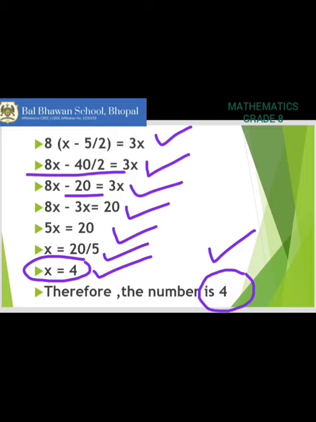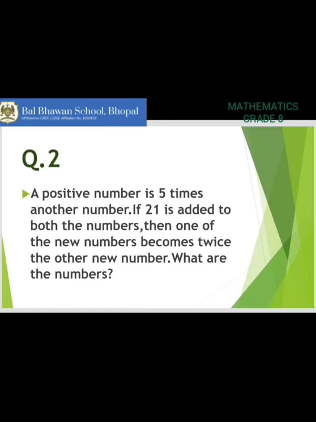Now the second question is, a positive number is 5 times another number. If 21 is added to both the numbers, then one of the new numbers becomes twice the other new number. What are the numbers? Again, students, we have a very interesting situation. There are two numbers this time, and the condition is a positive number is 5 times another number.